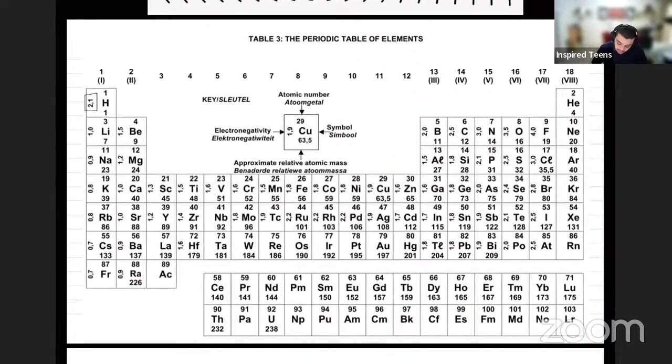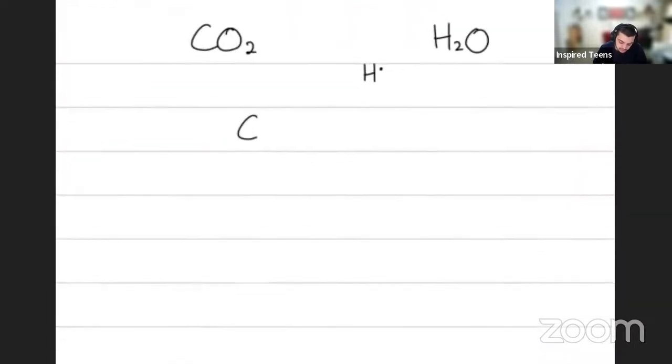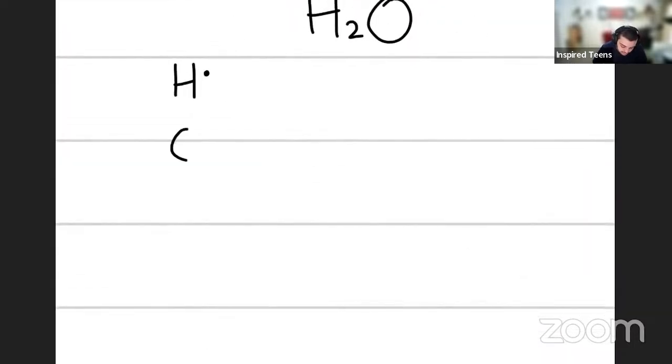Oxygen can be found here, and it has 6 valence electrons. That's how we know how many valence electrons it has. So oxygen has 6 valence electrons: 1, 2, 3, 4, 5, 6. I'm going to draw it like that.